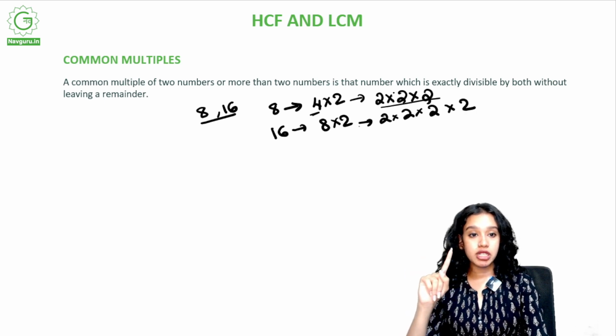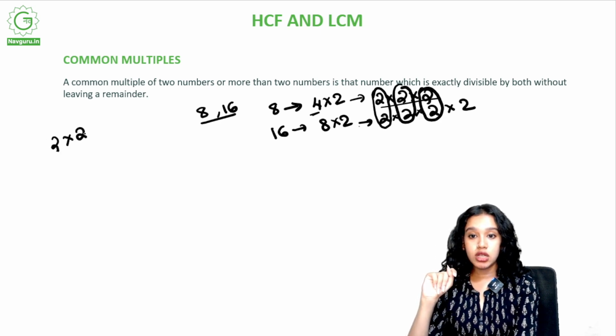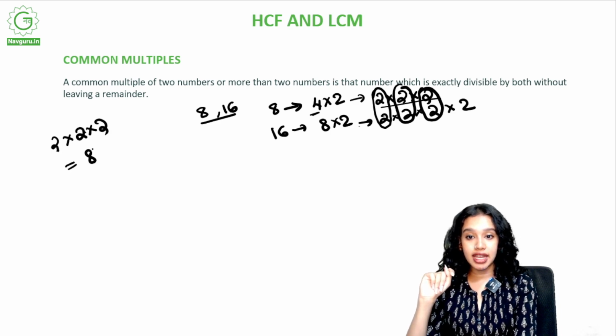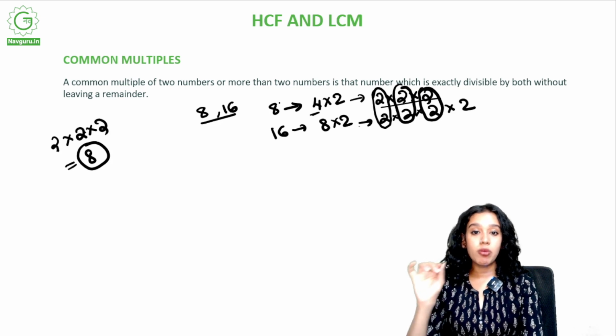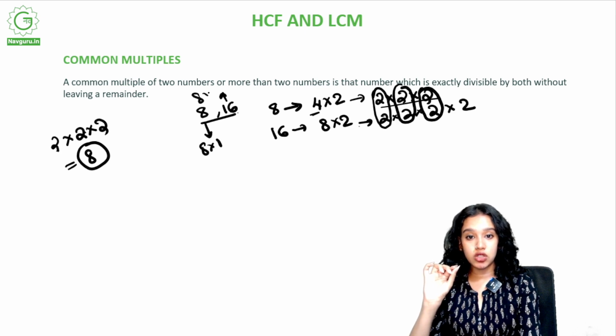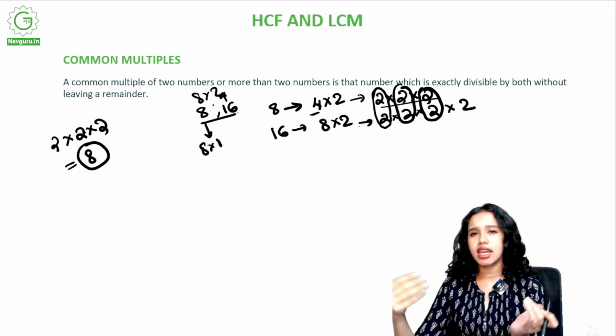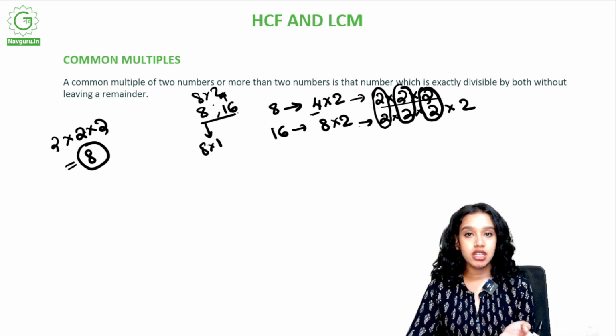So what are the common multiples here? 2 is common here, again 2 is common here, again 2 is common here. So 3 times 2 is common, that is 2 into 2 into 2, that is 2 2s are 4, 4 2s are 8. So 8 is the common multiple between these two numbers, 8 and 16. How come? This is 8 into 1 and this is 8 into 2. We are just taking a very simple example here, which is 8 and 16. Everybody knows that 8 is the common multiple, right?